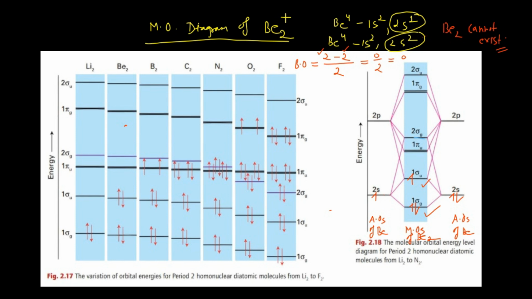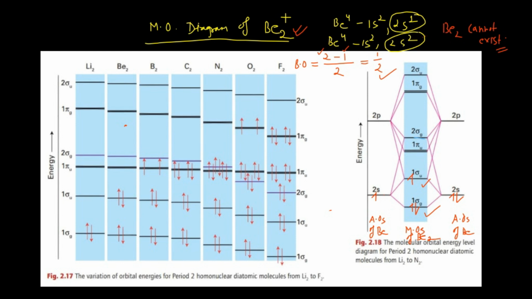Now if you calculate the bond order for this one, in the bonding molecular orbital 2, quite fine. In the anti-bonding orbital only one electron is there. So what you will do here, you will remove this, and instead of this you will write 1. That will give you what? Half. Bond order of 1 by 2, right? That means Be2 positive can exist and it will have a bond order of half.